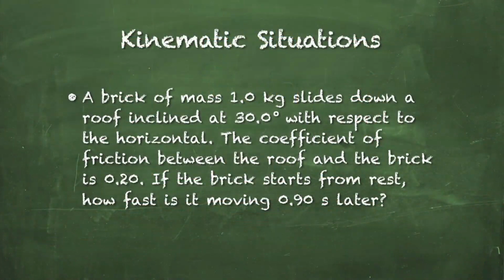Well, let's revisit the last situation that we had, where we had a brick sliding down an icy roof with no friction, but now we're going to introduce friction. The statement of the exercise is, a brick of mass 1.0 kilograms slides down a roof inclined at 30 degrees with respect to the horizontal. The coefficient of friction between the roof and the brick is 0.2. If the brick starts from rest, how fast is it moving 0.9 seconds later, which is exactly the same as we had last time, except now that we've introduced friction.